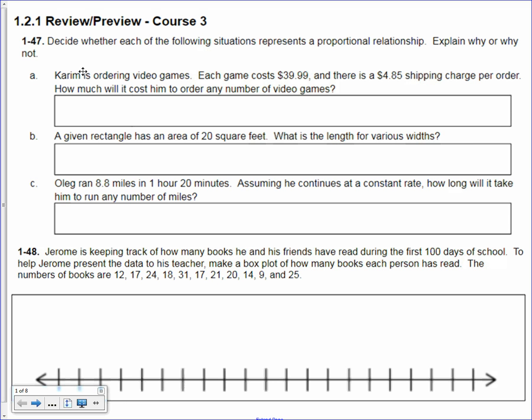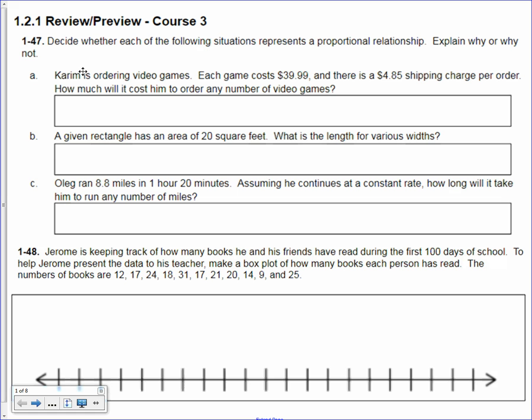This is the 1-2-1 review preview answers. The first question was to decide whether each of the following situations represented a proportional relationship. Majority of you, what you did was just answer the question and not read the instructions. You were deciding if it was proportional or not.